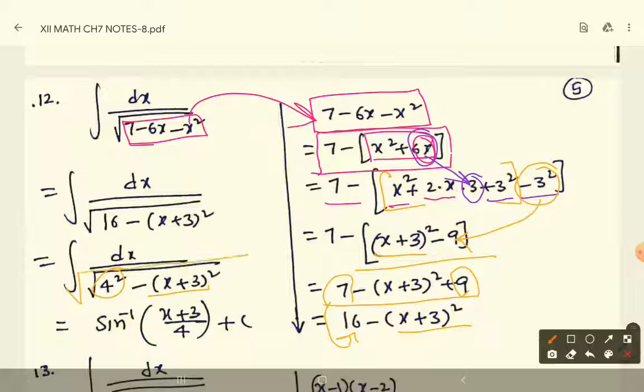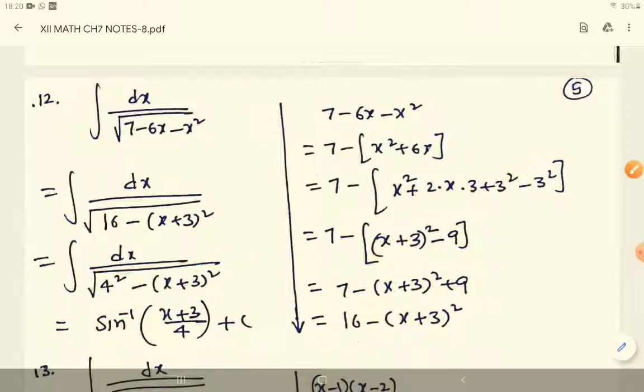Since it has the root, the sin inverse x by a formula is applied. You look at the formula so that you will understand. It is root over a square minus x square; that formula was taken here. Done. Same completing square.